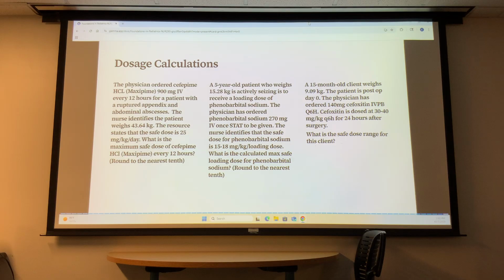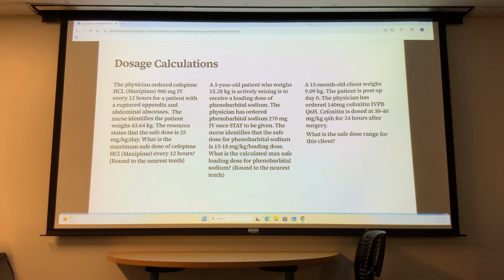So if you have to leave, you can leave. Otherwise, I want to try to get through the dosage calc because I know we're right at time. For the dosage calc, the physician orders cefepime, 900 milligrams IV every 12 hours for a patient with a ruptured appendix and an abdominal abscess. The nurse identifies that the patient weighs 43.64 kilos. Your resource states that the safe dose is 25 milligrams per kilo per day. What is the max safe dose of cefepime every 12 hours? Round to the nearest 10.